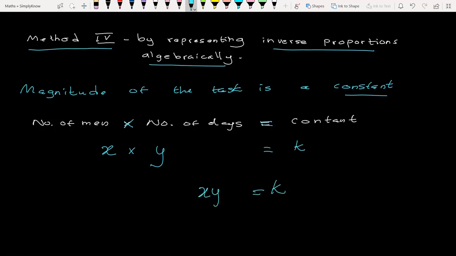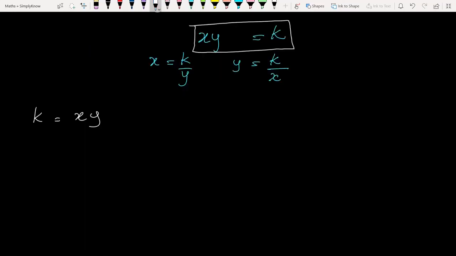Then you can find the value for X and also the value for Y. X equals K divided by Y. Then Y equals K divided by X. Here I have written the equation by interchanging the two sides. Now we can find the value for K. According to our case, 5 men take 8 days to complete a task. So our K, the constant value, is 40.